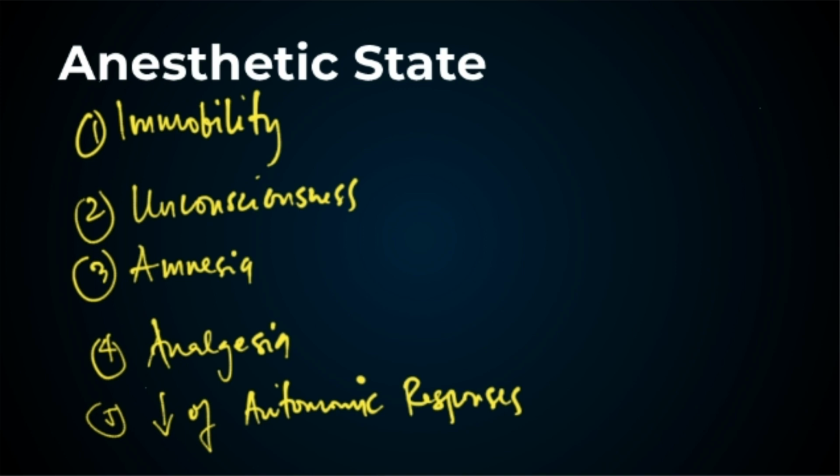Now, immobility is brought about by relaxation of skeletal muscle. So it's actually the easiest anesthetic endpoint to measure. And this is also the endpoint that is referred to when we measure the MAC, which we will talk about in a while.